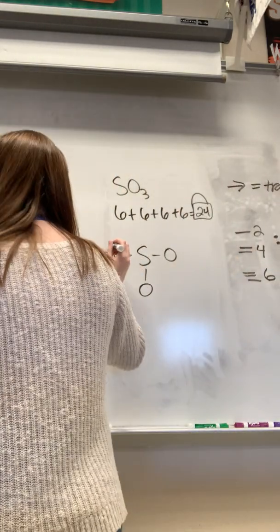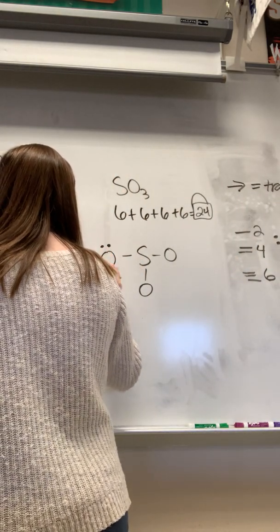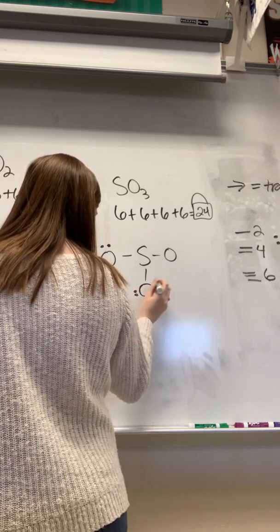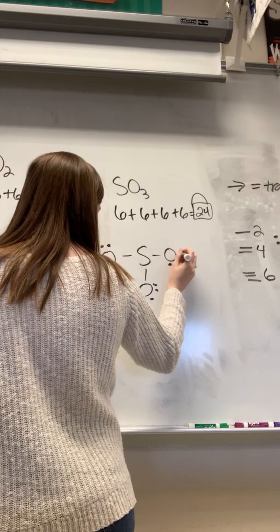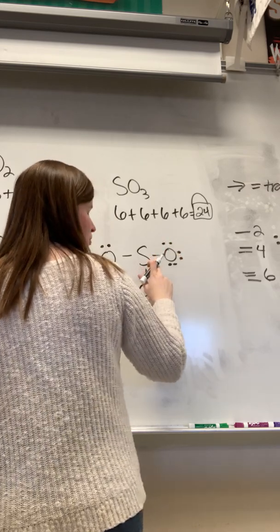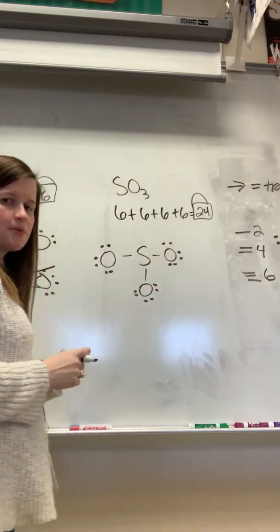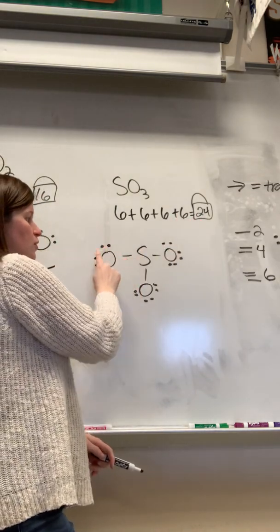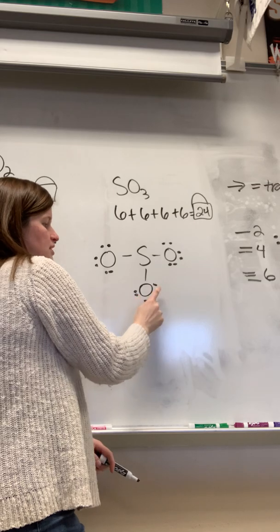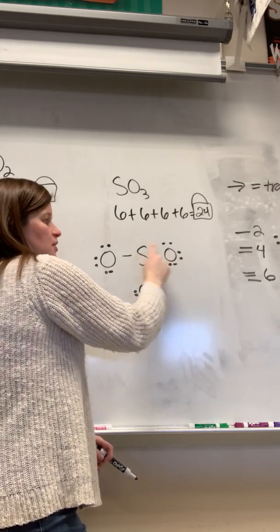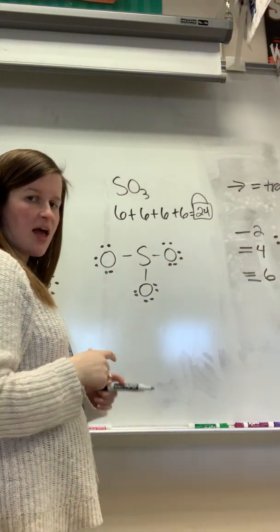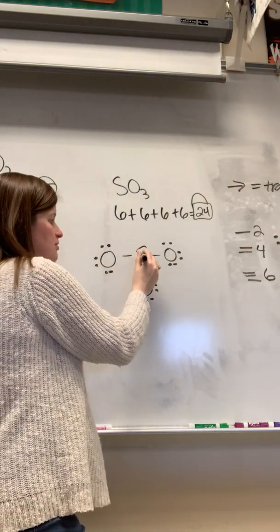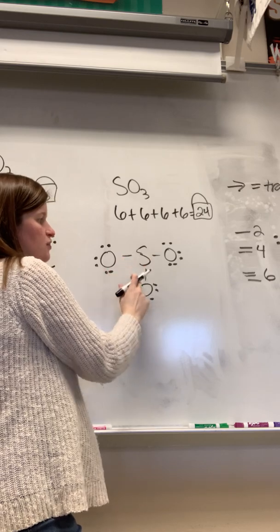So I'm going to go through and say 2, 4, 6, 8, 10, 12, 14, 16, 18, 20, 22, 24. So I've used up 24. You can double check. I used up my bucket. Now I have single bonds. Each oxygen has an octet, but sulfur does not. Sulfur only has 6, 2, 4, 6.